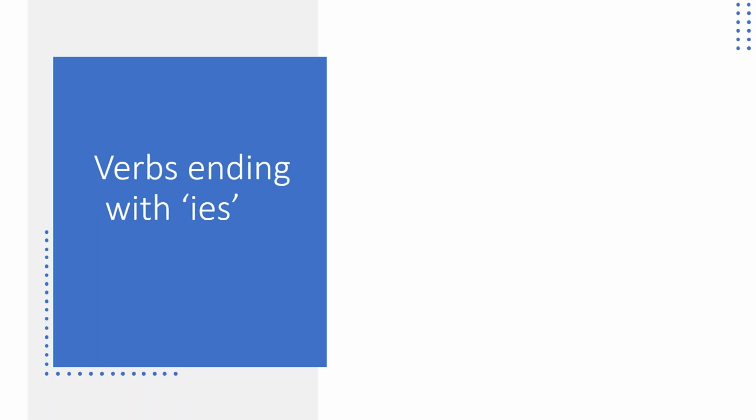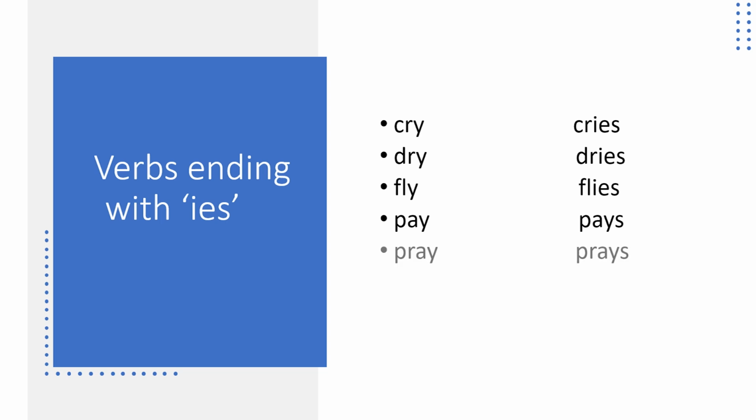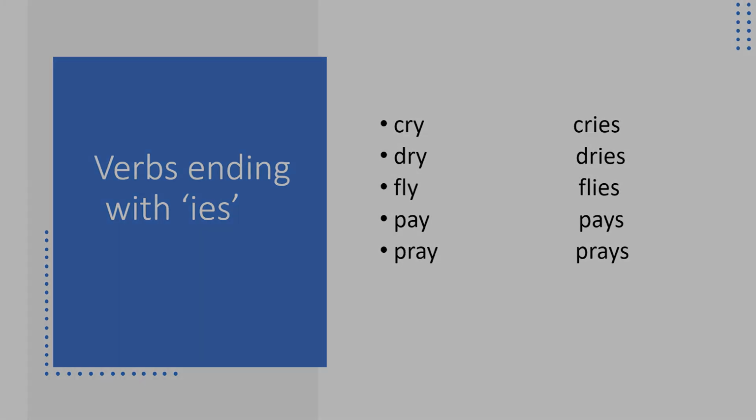Moving further, let's discuss the verbs which end with IES. On the screen you can see that cry becomes cries, dry becomes dries, fly becomes flies, pay becomes pays, and pray becomes prays. So as you can see, the verbs cry, dry and fly end with IES, but whenever there is a Y at the end after a vowel, then you just add an S. For example, pay becomes pays and pray becomes prays.